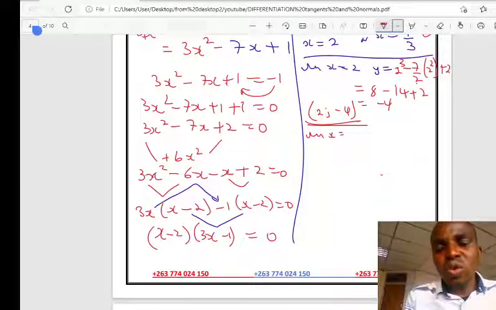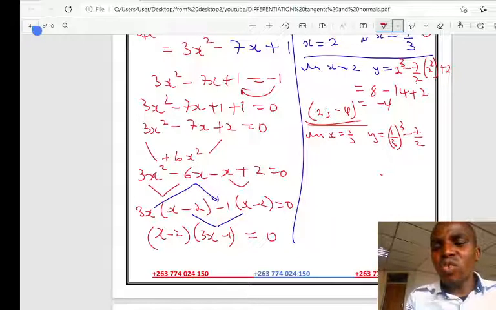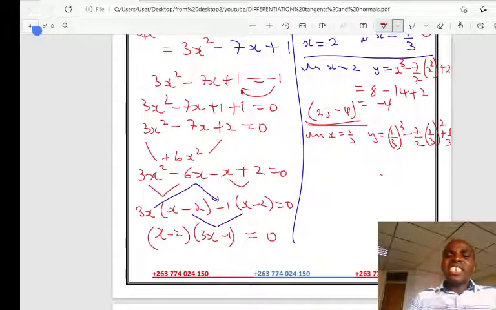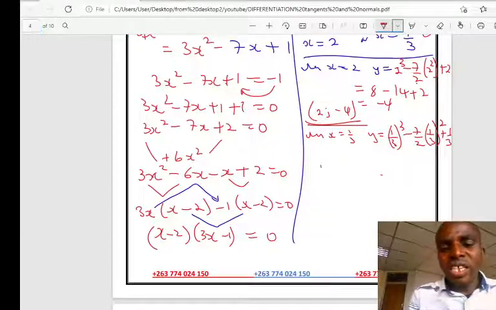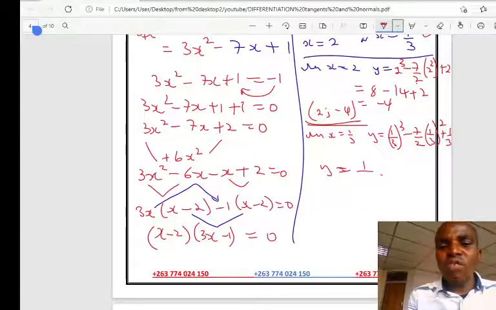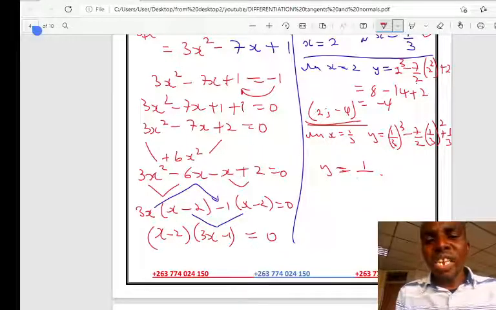x is equal to 1 over 3, y is equal to (1 over 3) cubed minus 7 over 2 times (1 over 3) squared, then plus 1 over 3. Just substituting in your equation. Then y will be equal to 1 cubed over 3 cubed, which is 27.